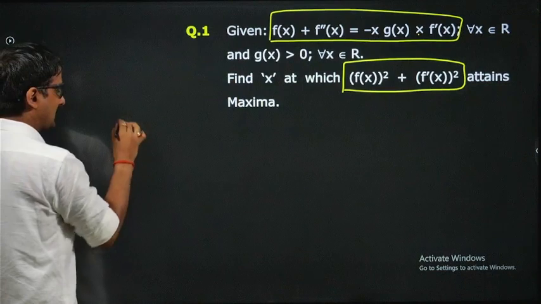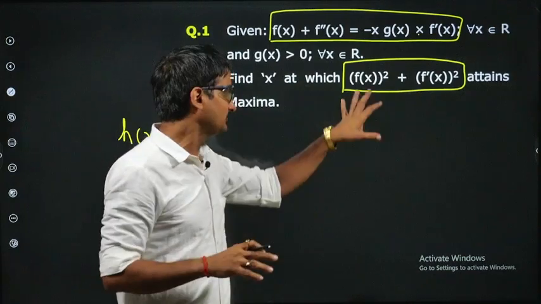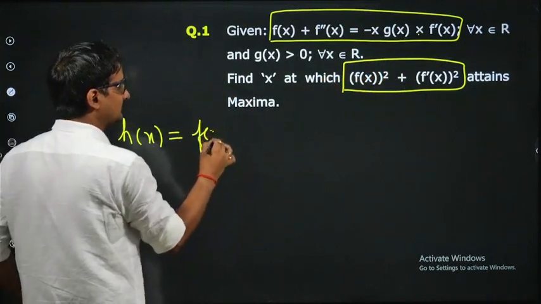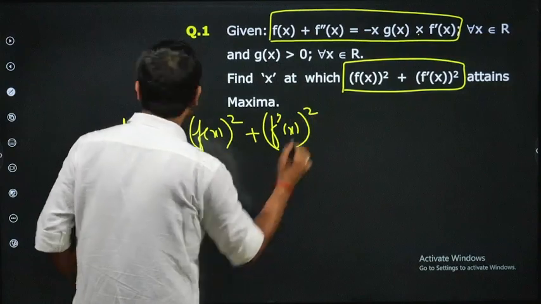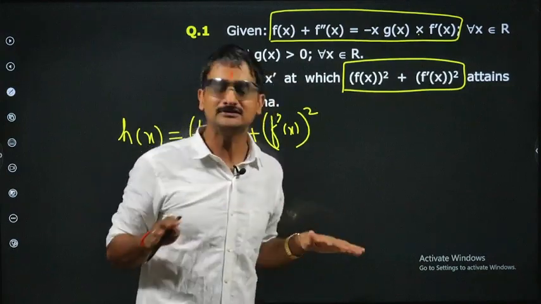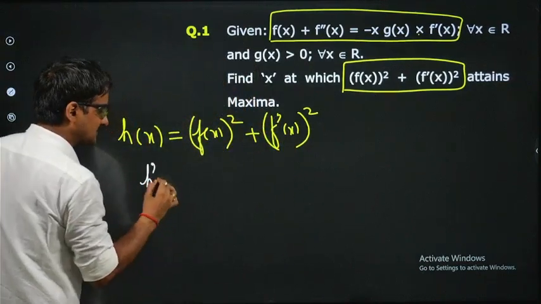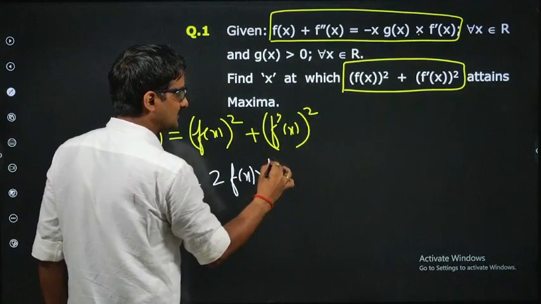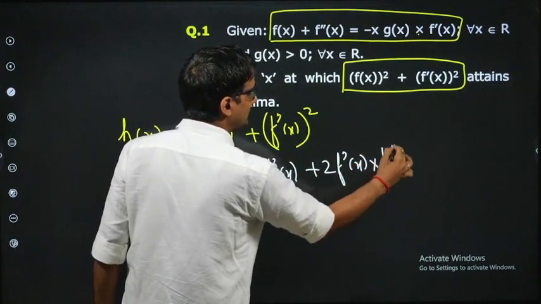See, when I am solving this question, how I started: we have to discuss something about this function, so let us assume some function h(x) equals f(x) whole square plus f'(x) whole square. For maxima, minima, increasing, decreasing, for any such thing, we know the first step is to differentiate the function. So let us find h'(x). What do we get? h'(x) is 2 times f(x) times f'(x), using the chain rule, plus 2 times f'(x) into its derivative f''(x).